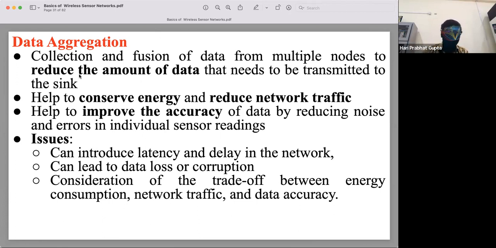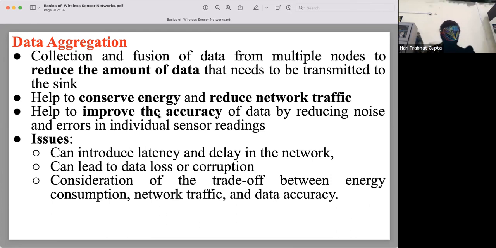Now, of course, everything has positives and negatives. So aggregation gives a lot of advantages, but it has some limitations or issues, not disadvantages. One is that it can introduce latency or delay in the network. When you do the aggregation, say for example, you have 3 sensors connected and you wait for the data of the 3 sensors, then you can pick the 2 sensors' data which are the best.